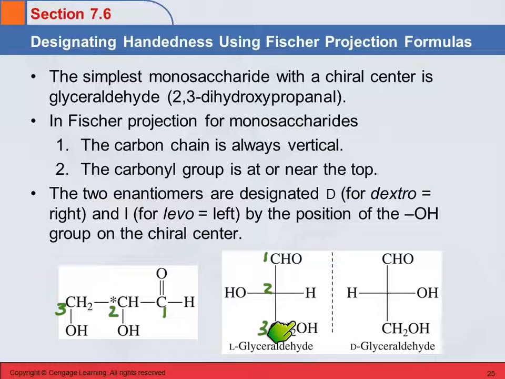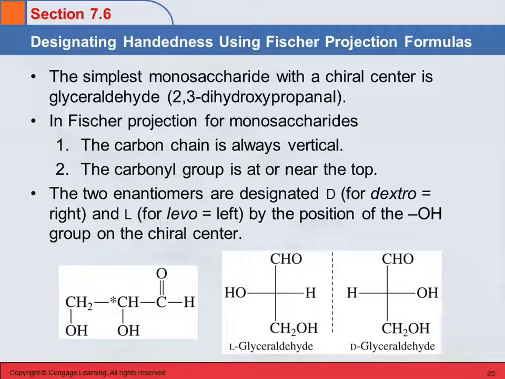And we specify the images, or the enantiomers, with the letters L and D. L stands for levo, which is Greek for left, and D is for dextro, which is Greek for right. So this is L-glyceraldehyde.